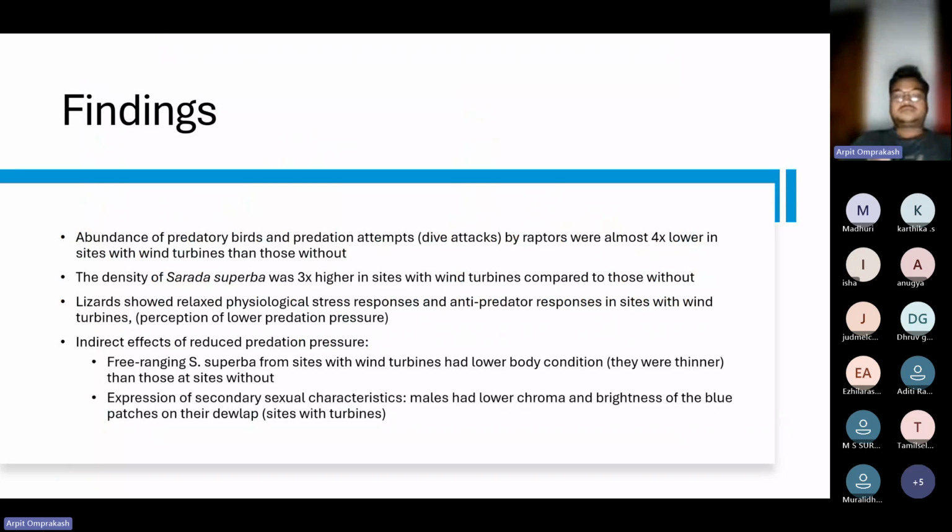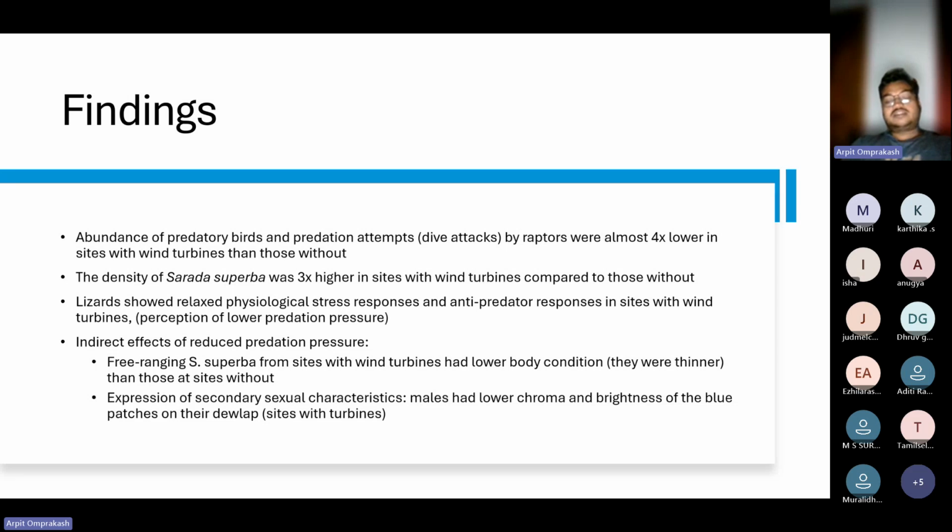So the abundance of predatory birds and predation attempts by raptors were almost 4 times lower in sites which had wind turbines than sites which did not. Right. The density of the fan-throated lizard was 3 times higher in sites where wind turbines were present compared to sites where there were no wind turbines. Then the lizards showed a relaxed physiological stress response.